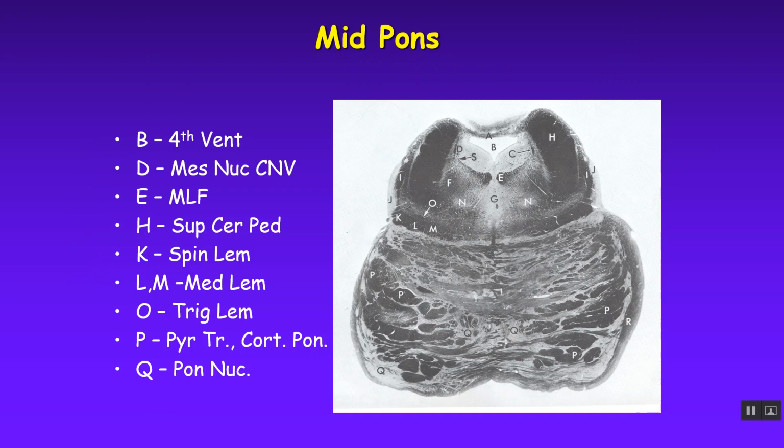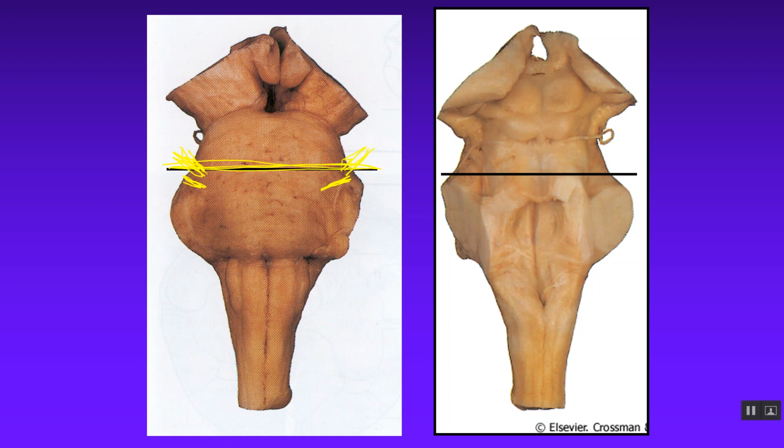All right. So here's the fourth ventricle back here. And we are way up here. This is actually a little structure. So the rhomboid fossa is like this.